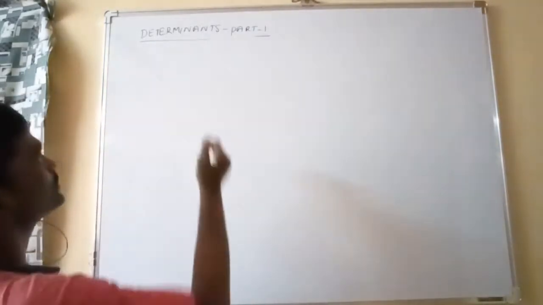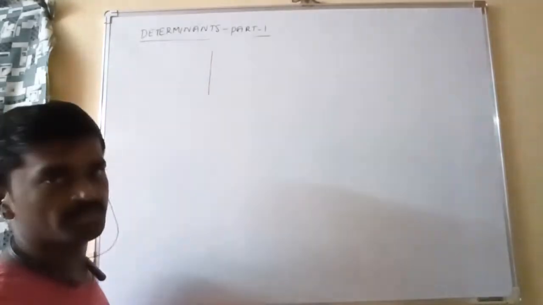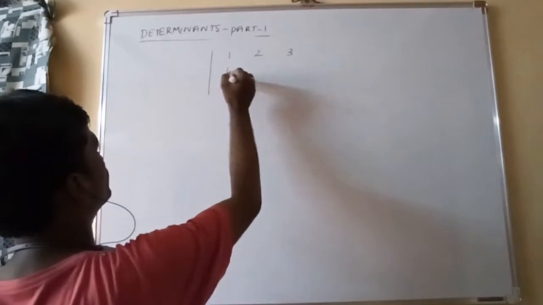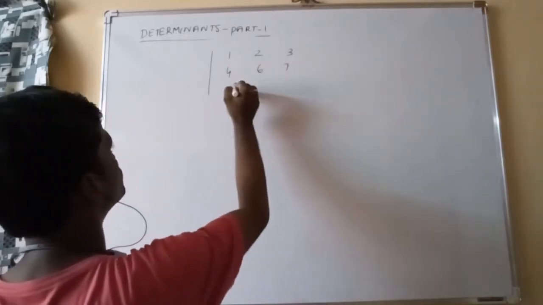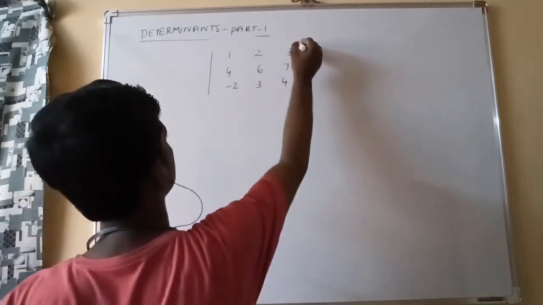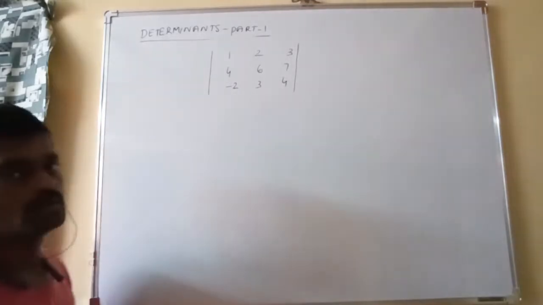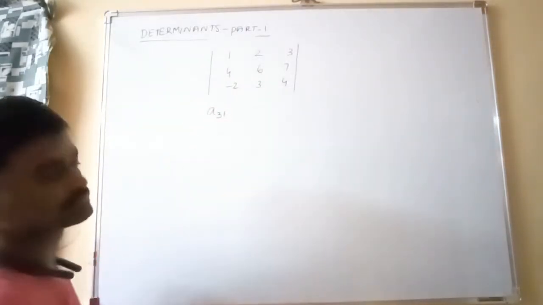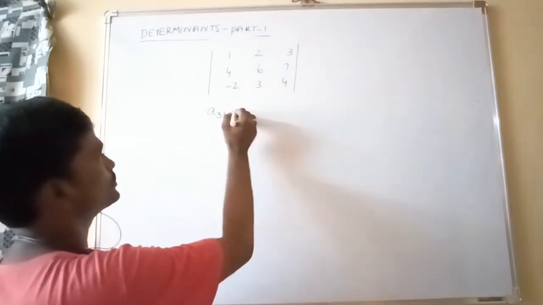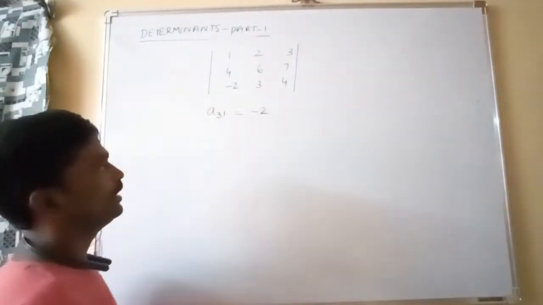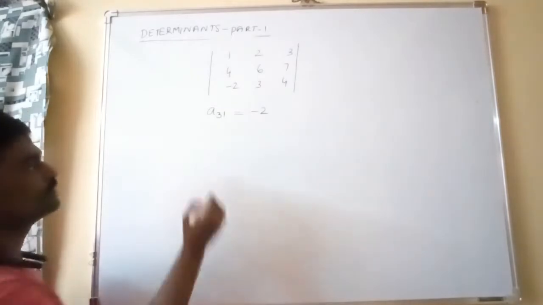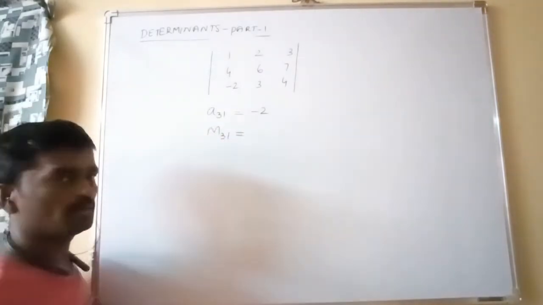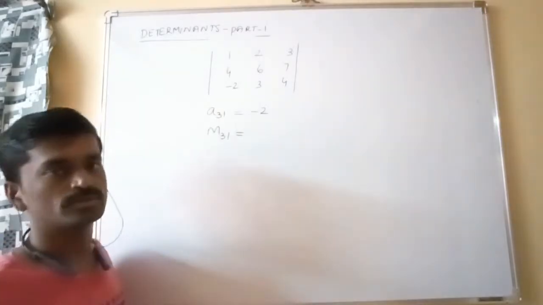Consider the determinant. I'm taking some example to understand easily. 1, 2, 3, 4, 6, 7, minus 2, 3, 4. Here what is the element A31? It is minus 2. And the minor of A31 is denoted by M31. The minor of the element is also some number.